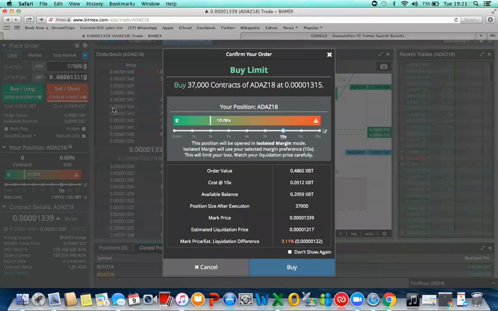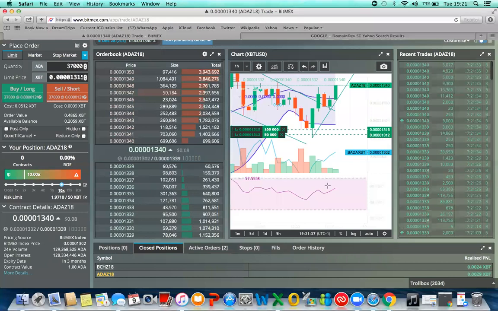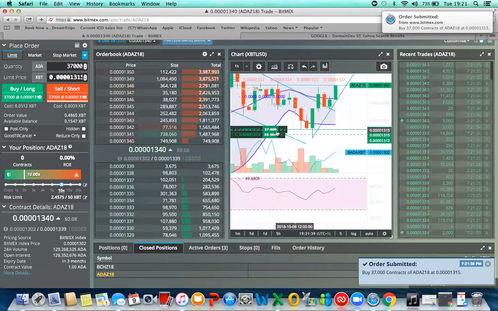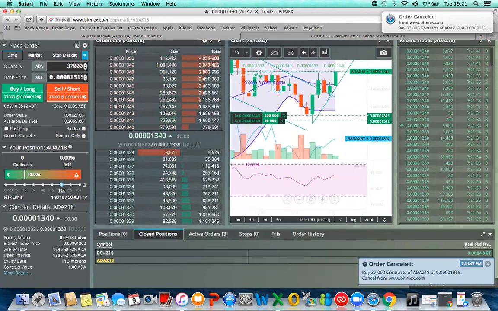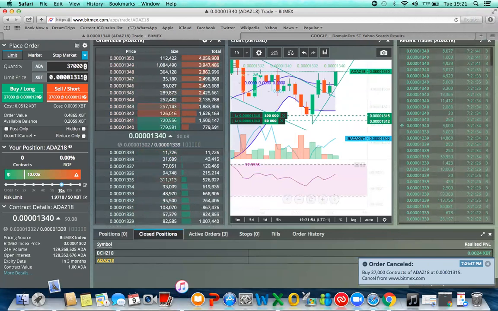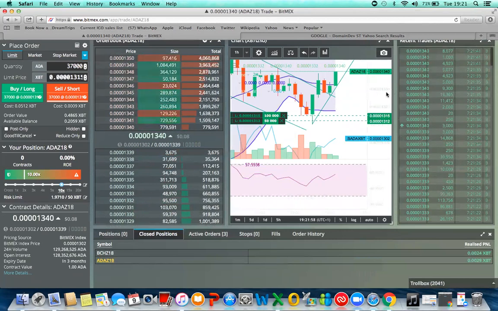Now the price is 13.15. Let's say hypothetically, if you click on buy long, if you see here, the contracts are just filled in. So now 37,000 contracts are here at 13.15. You can click on this and you can cancel it as well. So it's been canceled. Now the contracts have been canceled. That's how simple it is to put the order in, to put either the buy orders or sell orders. It's that simple to put both in as well.